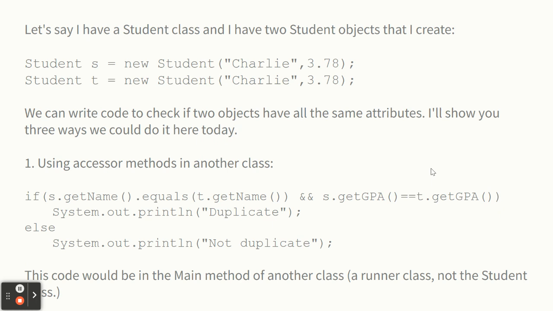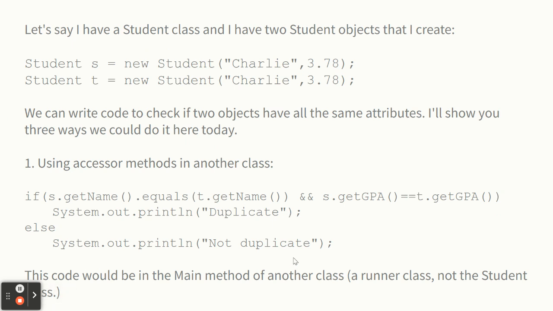Now we can write code that checks if they're the same. We would consider them the same if they had the same name and the same GPA. This is one way we could do it. If the Student class had a getName and a getGPA method, I could write in another class: if s.getName equals t.getName and s.getGPA equals t.getGPA, then they're a duplicate. Otherwise, they're not a duplicate.